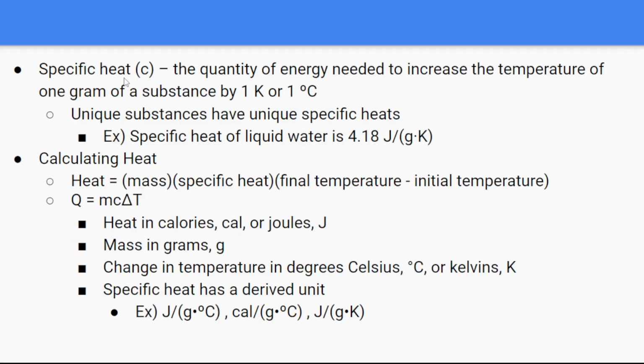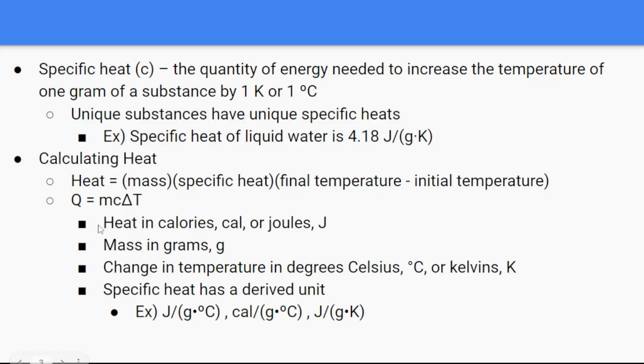We need the specific heat of the water to do that. So the specific heat of water is 4.18 joules per gram Kelvin. And the specific heat is different for every material. And that is simply the amount of energy needed to increase the temperature of 1 gram by a degree. Once we know the specific heat, we know the change in temperature, we know the mass, then we can calculate the heat that was released.